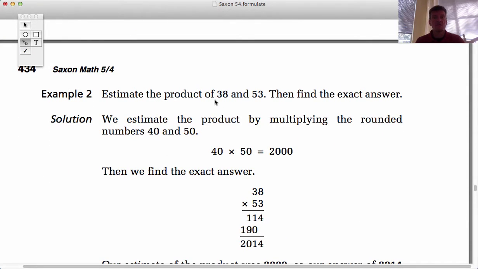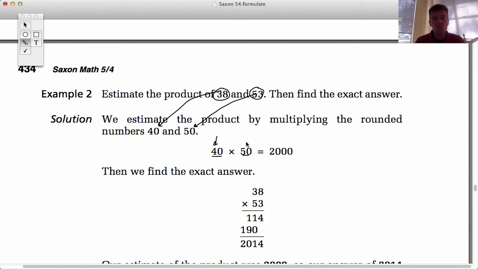Let's look at this one. 38 and 53. So 38, you can round that up to 40. 53 is closest to 50. You wouldn't go up to 60 because it's closer to 50 than it is to 60, so round down. And you're going to take 40 times 50.